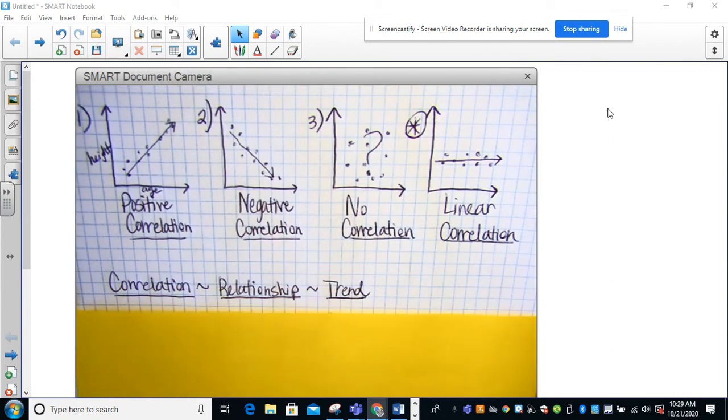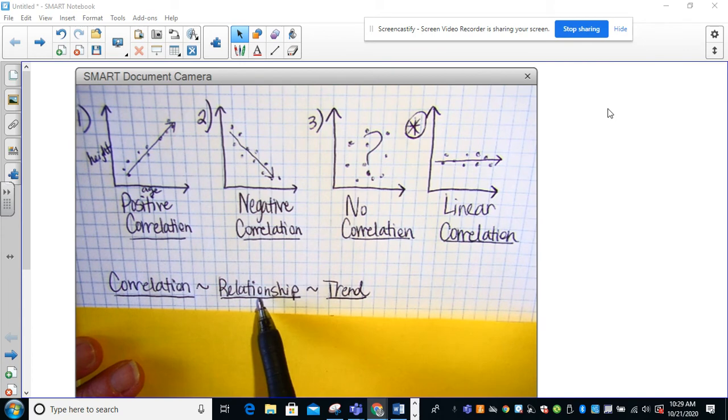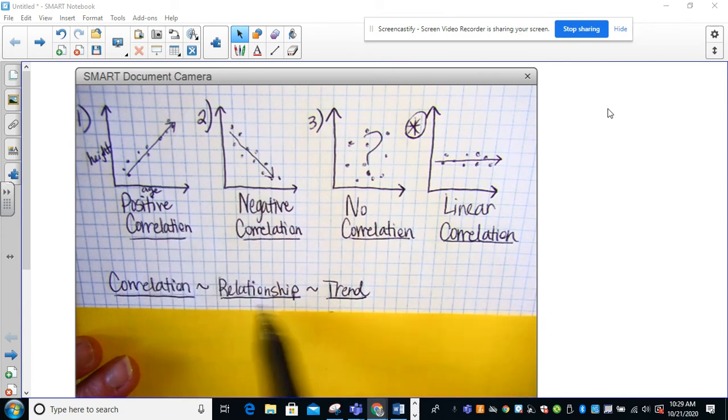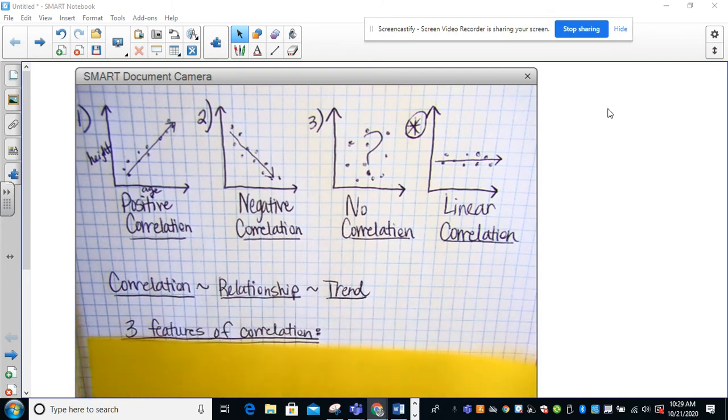So this word correlation has other words that you might see in its place that have the same meaning. You might see a positive correlation, or you might see a positive relationship, or you might see a positive trend. All 3 of these words mean the same thing as correlation. Different textbooks and different resources use all three of these terms. Correlation, relationship, or trend. All three.